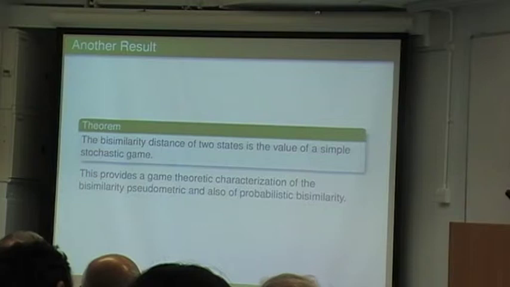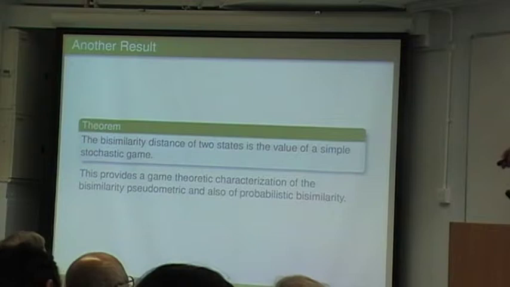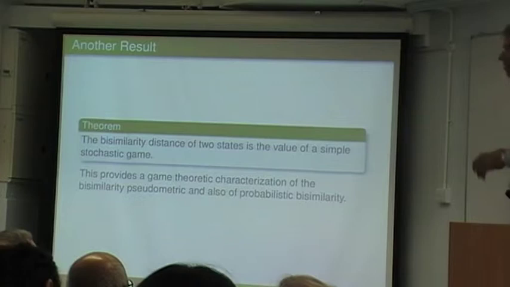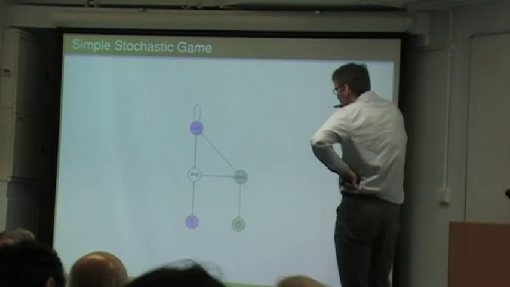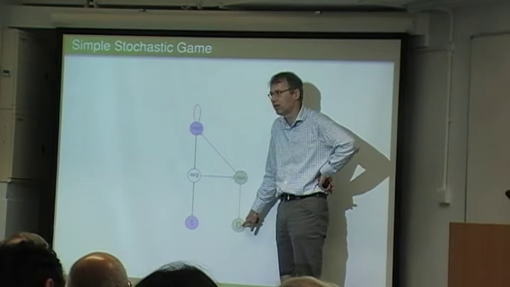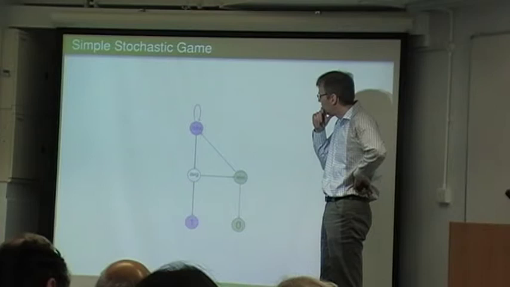All right, so now I hope I can give you some idea of, first of all, quickly show you what a simple stochastic game is for those who don't know, and then sketch more or less how we can actually capture the distance in such a game. So this is a simple stochastic game. It's a directed graph. There are two special vertices. One is labeled 0, one is labeled 1. They have no outgoing edges. And then all the other vertices have two outgoing edges.